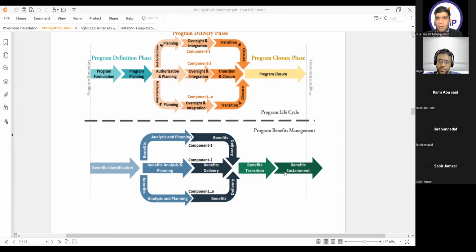And one important thing is that the plans for every activity must be available before I jump into that domain. Maybe the benefit sustainment plan can be made in the benefit transition phase also. Why? Because when I go into sustainment, I must have the plan available with me. So this is an overlapping concept in the ECO, but don't be confused. Like stakeholder engagement, we do it throughout the program life cycle, but we make the stakeholder engagement plan.